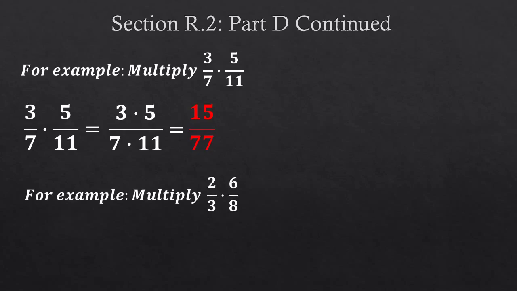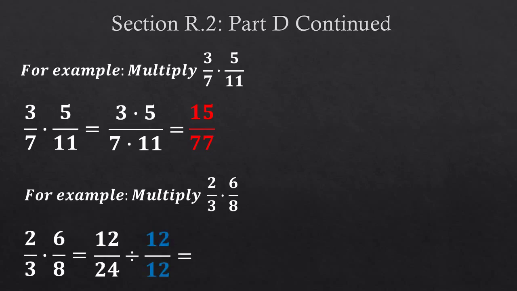2 over 3 times 6 over 8 becomes 12 over 24. However, both 12 and 24 are reducible by 2, but in this instance, we want to try to use the biggest number we can think of that would divide into both 12 and 24, and that number happens to be 12. So if I divide 12 into 12, it goes 1, and if I divide 12 into 24, it goes 2. So therefore, the answer reduced to lowest terms is 1 over 2.